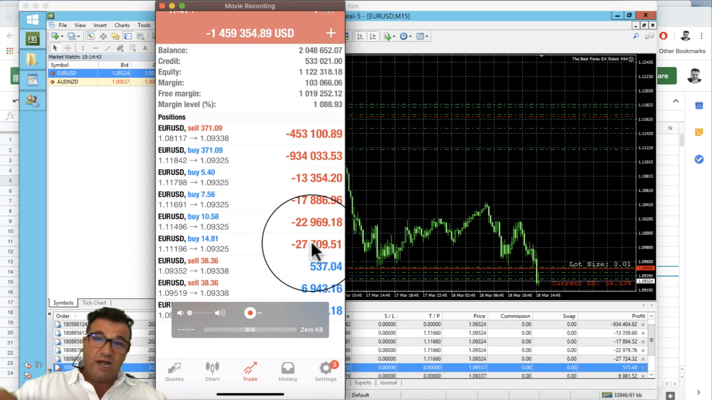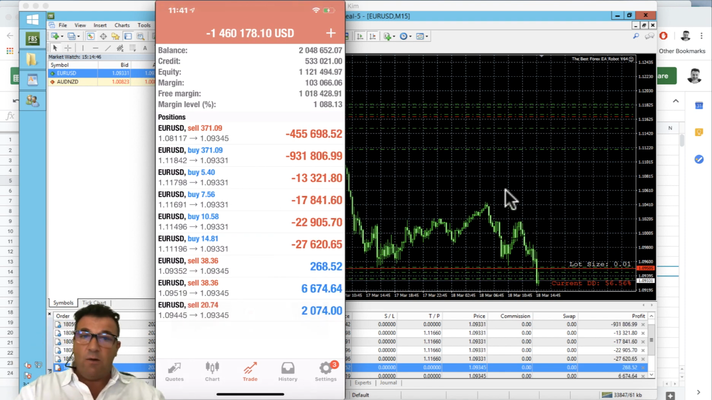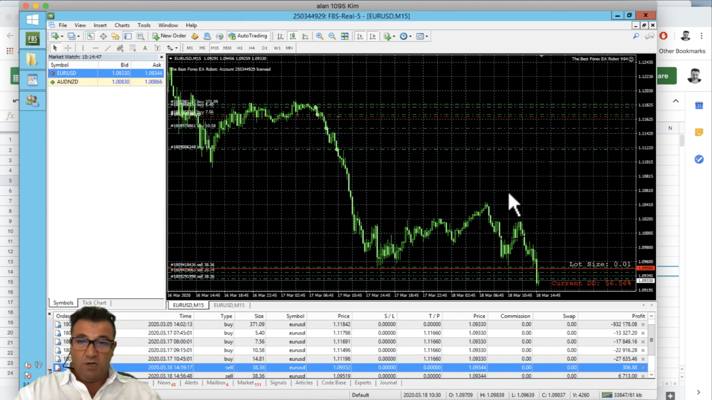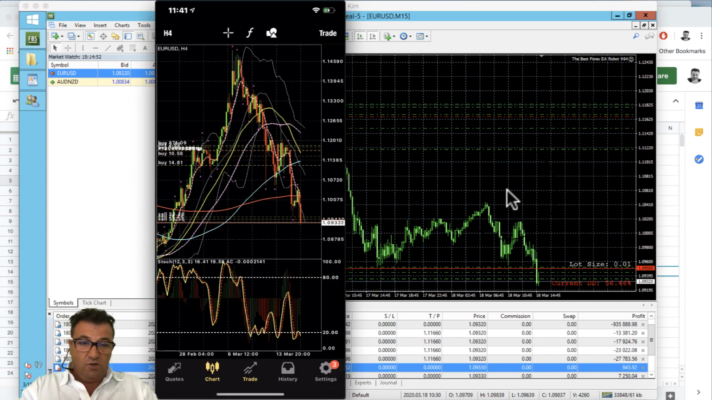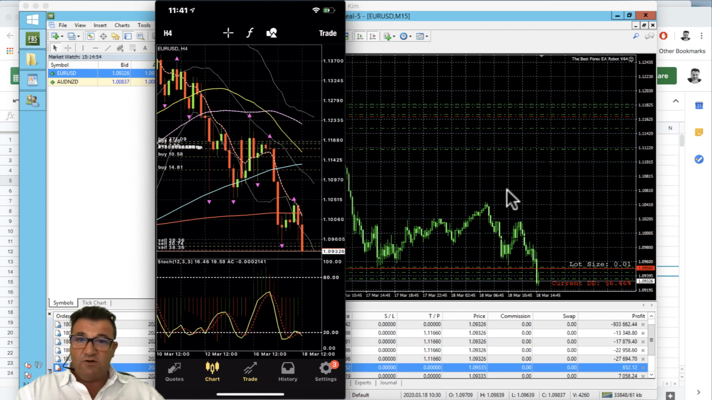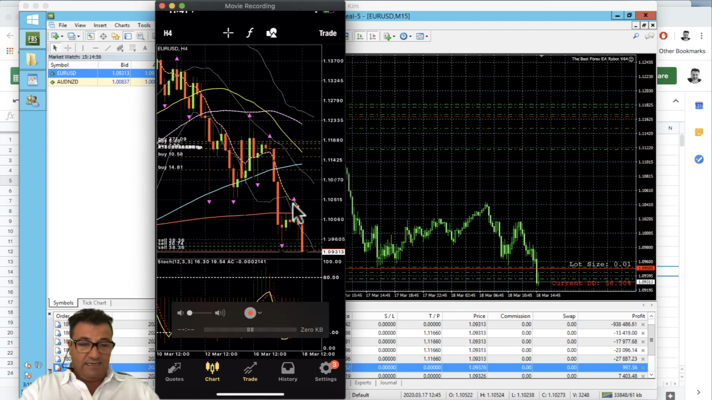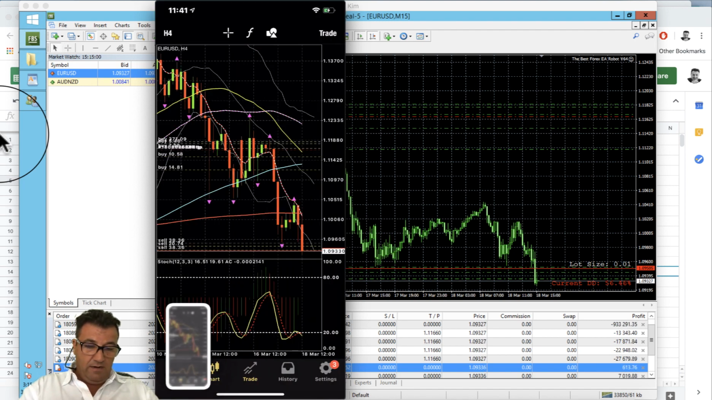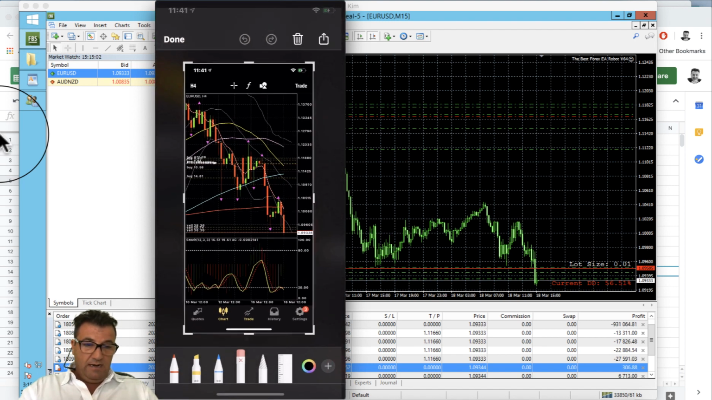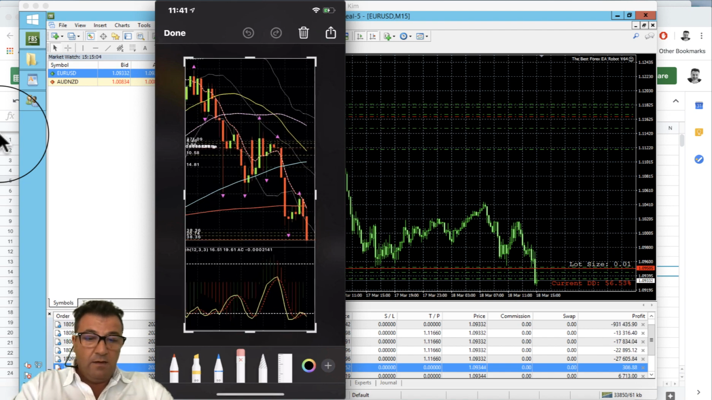When the trend reverses, how will I know when the trend is reversed? So let's go to my phone and we'll just enlarge it. So we'll know when the trend reverses. Let's take a picture and let's start drawing for you.